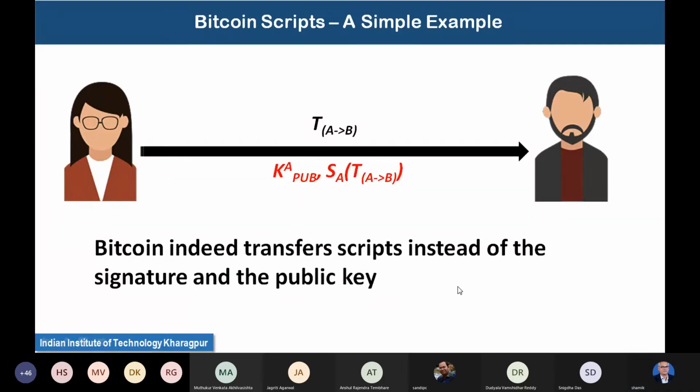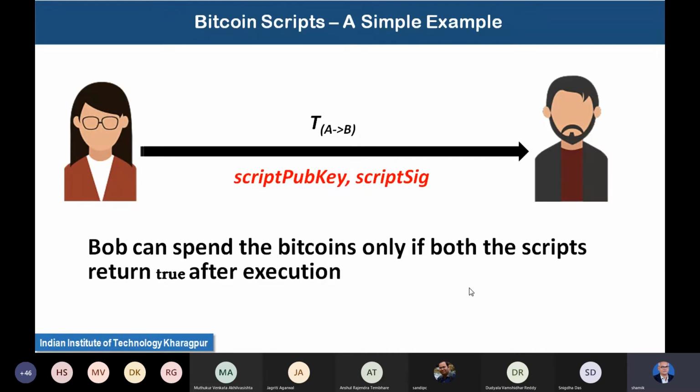Now, actually, these types of signatures do not go directly like this. Instead, this transfer takes place using what are called scripts, scripts for signature and public key. There is a script pub key and script sig, which I will explain, which are used for transferring the money. So Alice will send, say, 5 bitcoins to Bob. But then it has to be ensured that indeed it is Bob who these 5 bitcoins were meant for, and only when Bob can prove that, he will be allowed to spend the money.